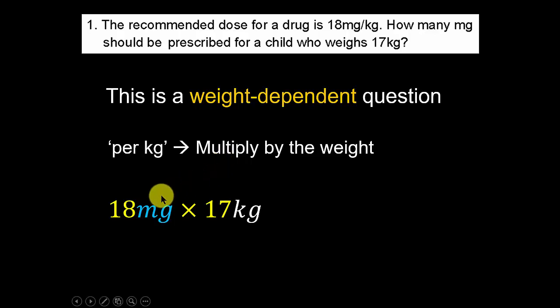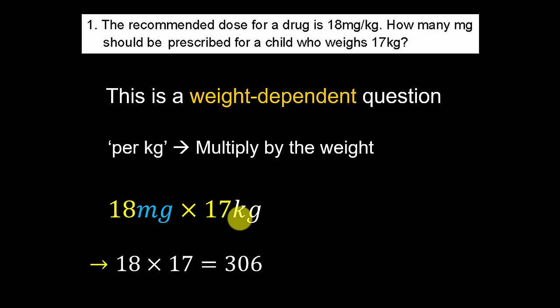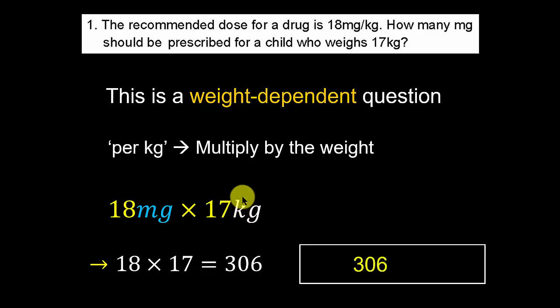Now I've written my units there, milligrams on the dosage and the weight of the child, but I've only really highlighted the dosage unit, the milligrams, because the weight of the child is simply a multiplier. It will not occur in the final answer. So get my calculator out. 18 times 17 is 306. So I know my answer is 306, so pop that in the answer box, and I must think about the units. But it said here how many milligrams should be prescribed, so my unit will be milligrams. So there we have question 1 done.